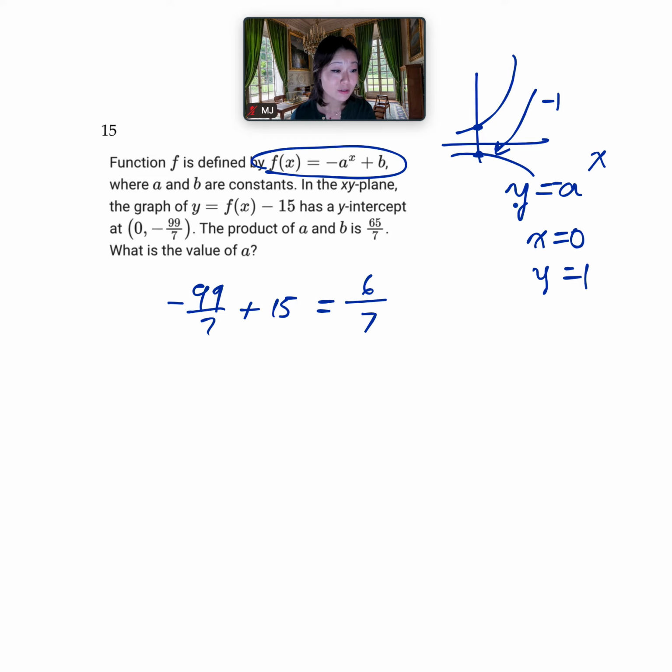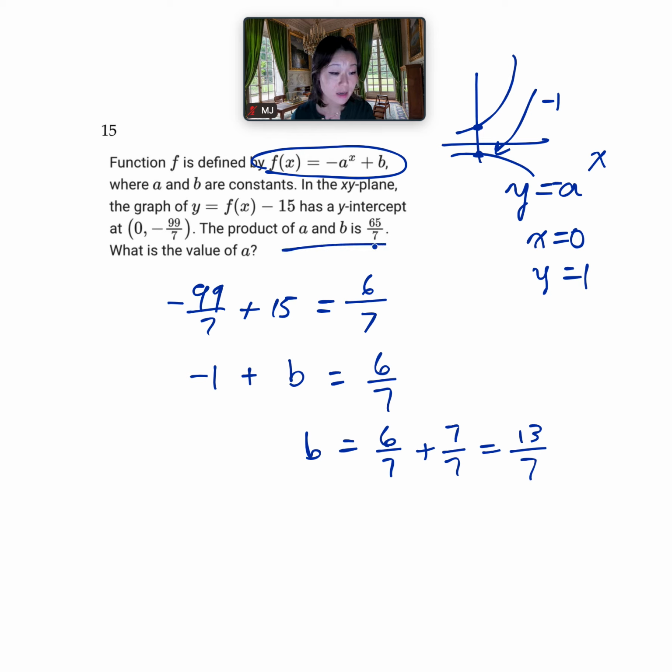So another set of backwards thinking here. If you start off at negative 1, and then you did something to it with the b, and then you ended up at 6 over 7, then what's your b? Just a little bit of math here. Adding that 1 to the other side is going to give you 13 over 7. So great, now we're almost there.